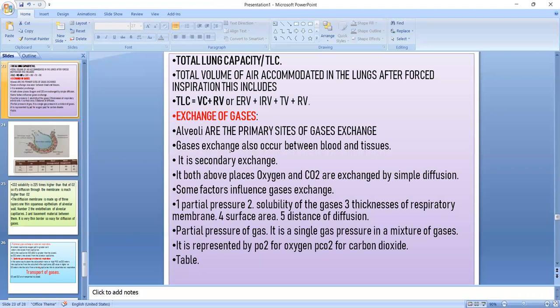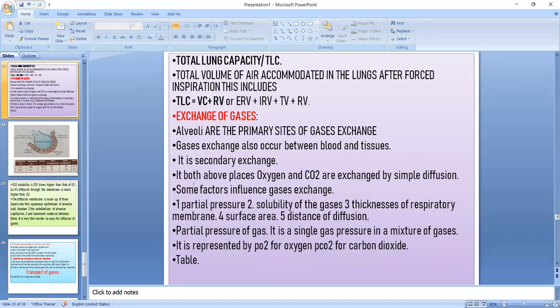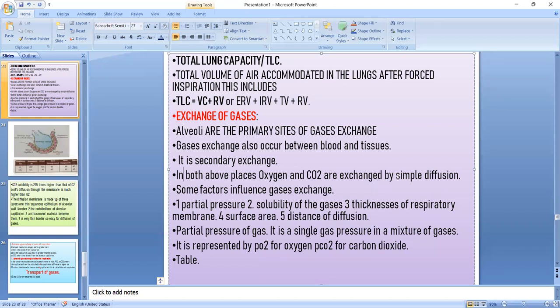And then gases are also exchanged between blood and tissues. After this, the blood is taken to all the tissues. There oxygen is given to the tissues or cells and CO2 is taken from the cells. That is the actual point. In both above places, oxygen and CO2 are exchanged by simple diffusion, from higher concentration to lower concentration, higher partial pressure to lower partial pressure. That is called simple diffusion. In every respiration, simple diffusion is the principle we should remember.